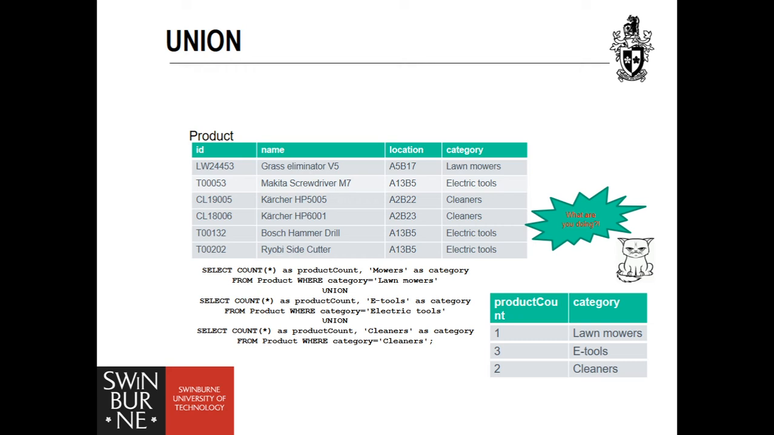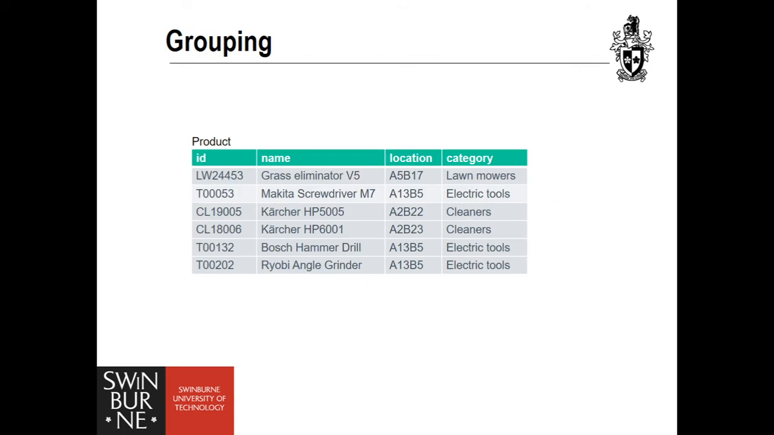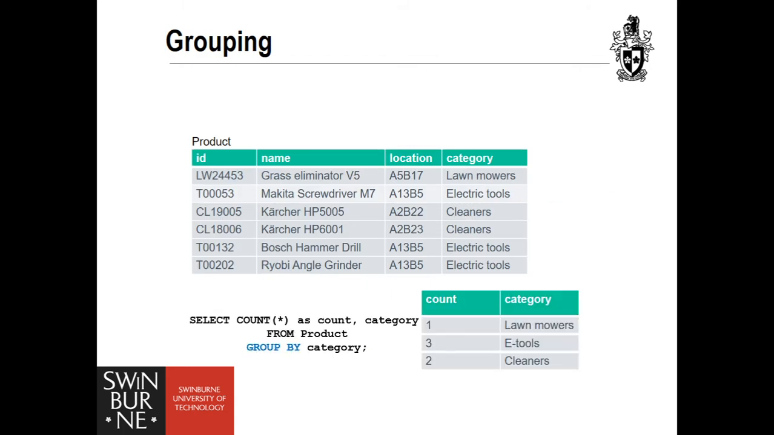This is cool if you want to show how union works, but rather silly as a solution for the task of finding the number of products by category. The way we should really be solving this problem is by using the group by clause. If you use group by, the aggregate function you use is applied to the groups rather than the entire table.